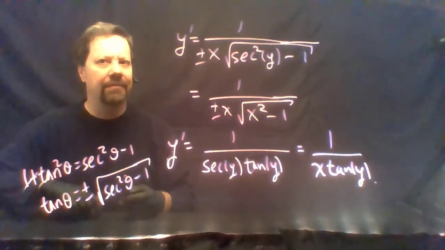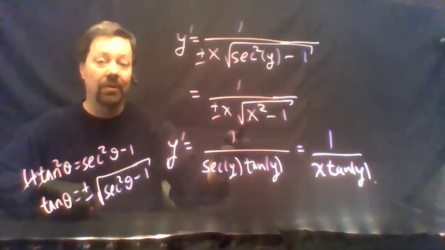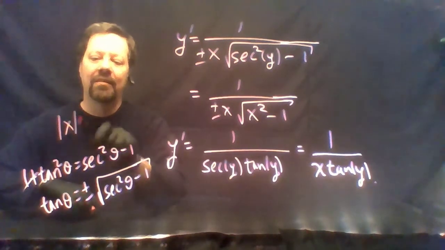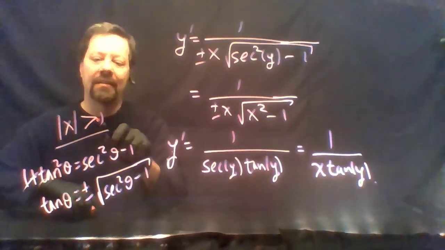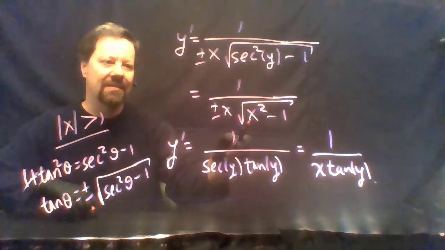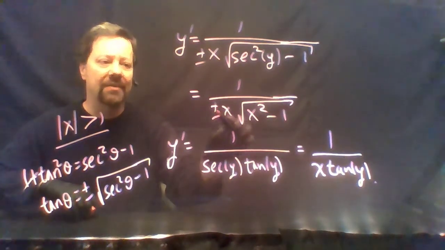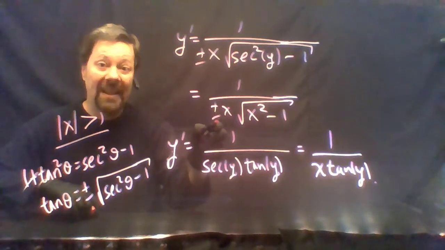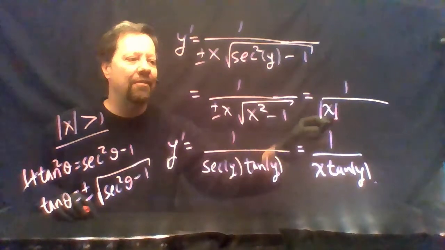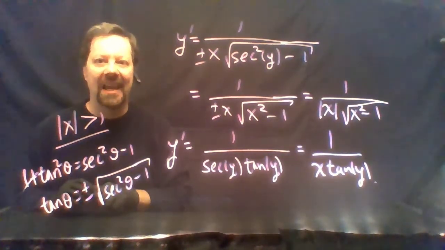Now I need to be careful. This was always supposed to be positive. This will only exist when x is bigger than 1 in magnitude. So we need x bigger than 1, not equal to 1, in order to get this derivative to exist. But when x is positive, we need to make sure that we use the plus. When x is negative, we need to use the minus. That gives us the following: absolute value of x, square root of x squared minus 1. That's the derivative of arc secant.